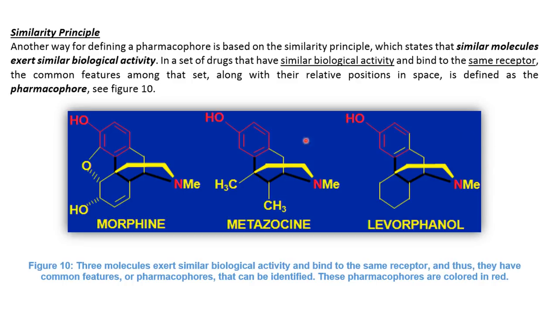You can imagine if you have more than three drugs, say you have 20 drugs, it will be difficult to find the common features, and that's when you will need computer programs to perform that, especially if you're trying to find the generalized type pharmacophore.